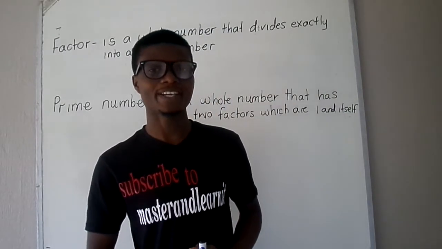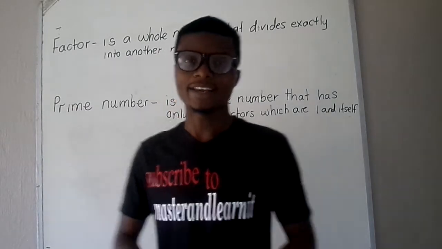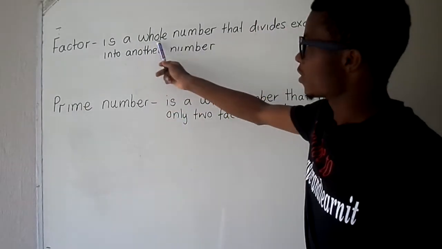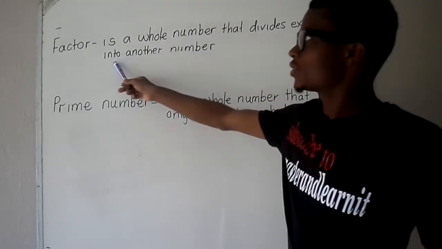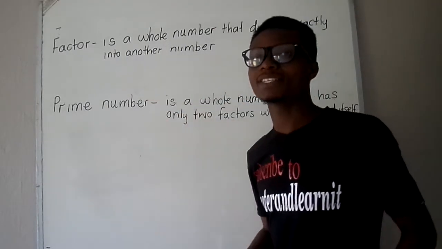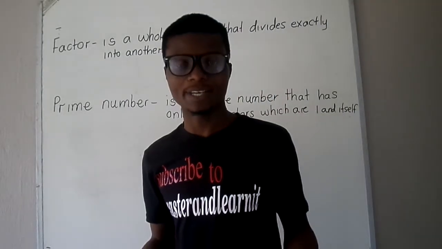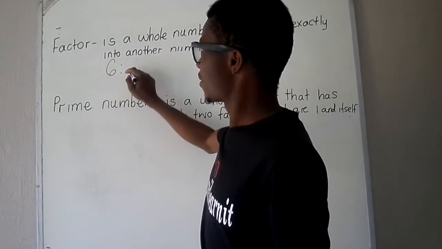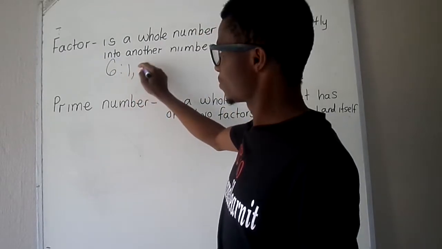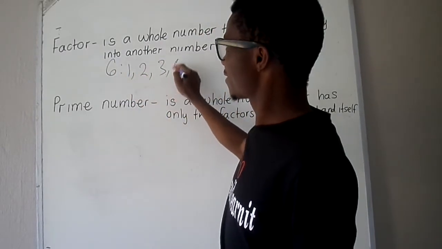Let's start by defining what is a factor. A factor is a whole number that divides exactly into another number. So that means that number should not leave a remainder. For example, factors of 6 are 1, 2, 3, and 6.